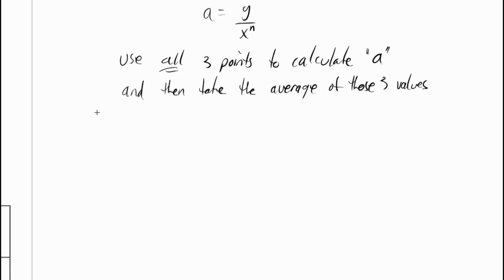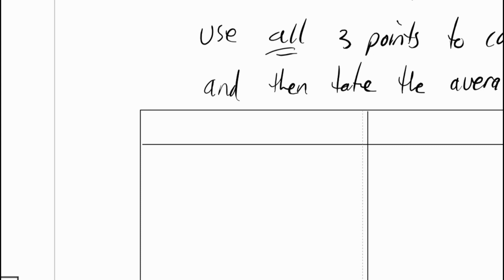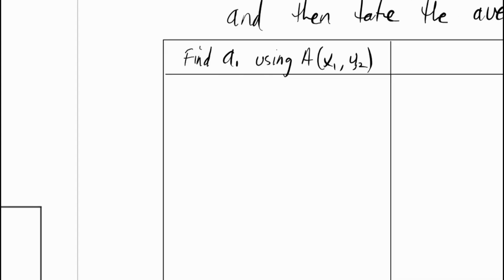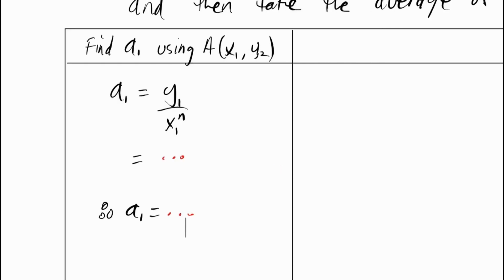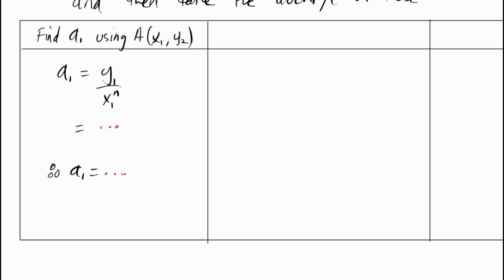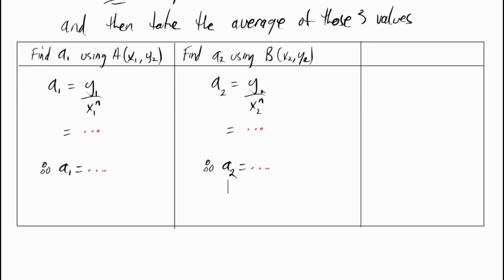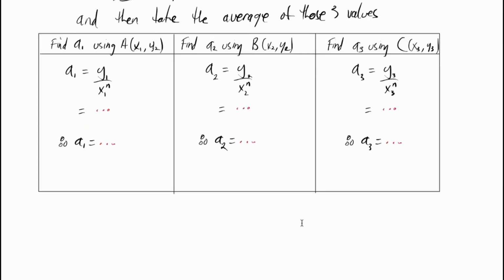So you set it up something like this. I like to do things in chart form. So in the first time, we're going to find a1, our first version, using point A, and you'd write the actual values of the coordinates. So you start off with our formula, a1 equals y1 divided by x1 to the n, and then you do all your work, and then your little therefore a1 equals whatever it is, and then you do the same thing for the other 2 points. And that's what it would look like for B, and that's what it would look like for using point C.